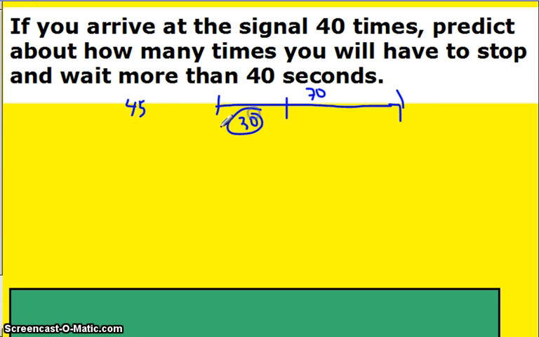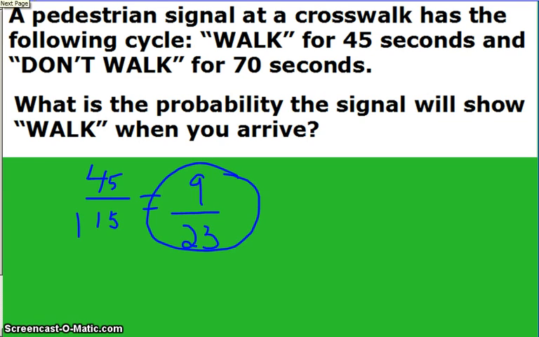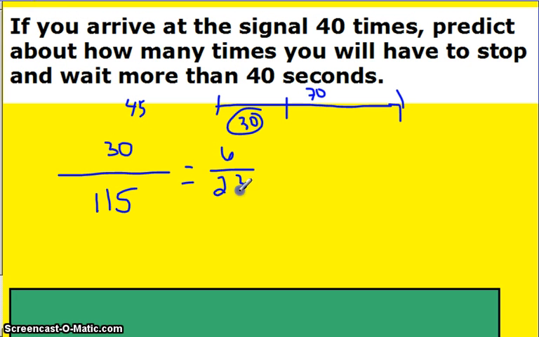So I think we want the 30 for the seconds that we'd have to wait for more than 40 seconds over the entire thing, which would be 115. So let's reduce that real quick. Take a 5 out, it would be a 6 over 23. Okay, so this would be our probability.